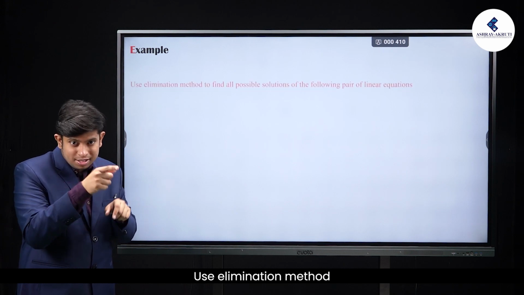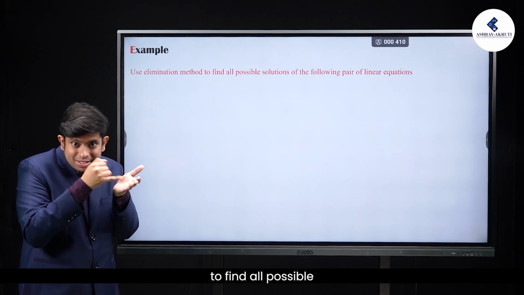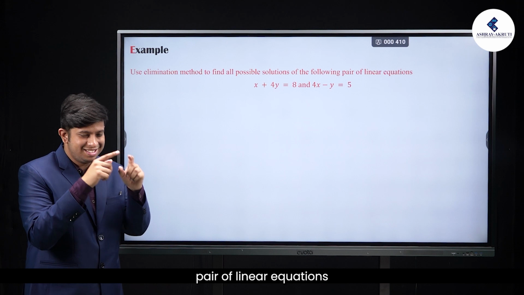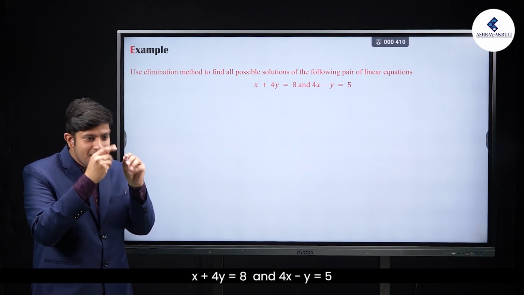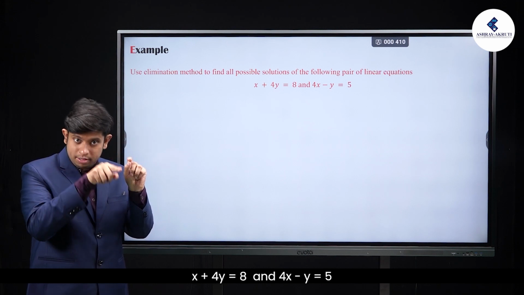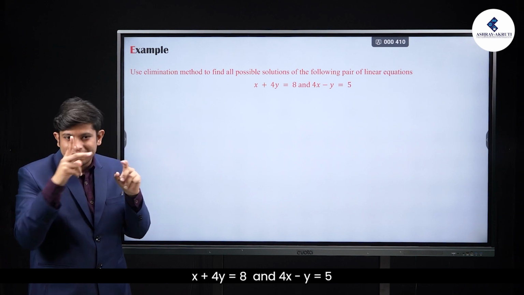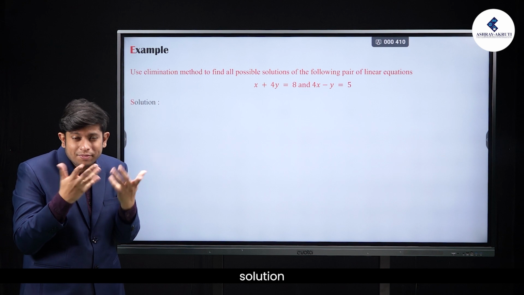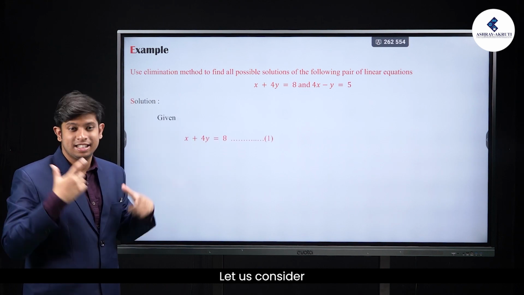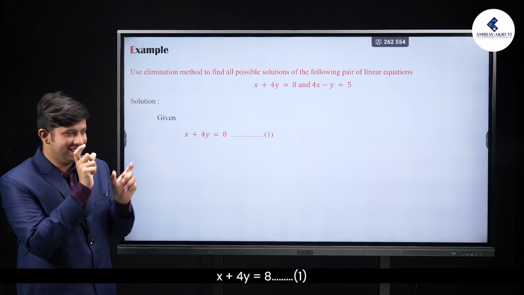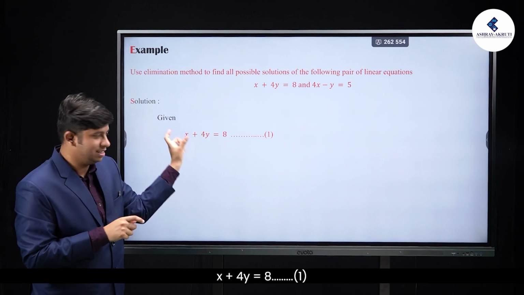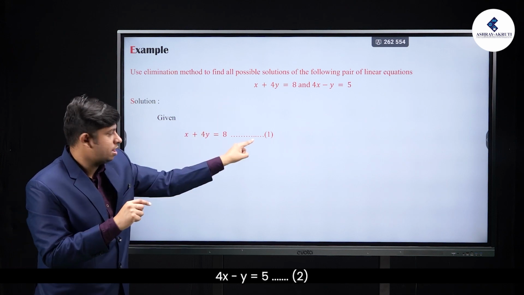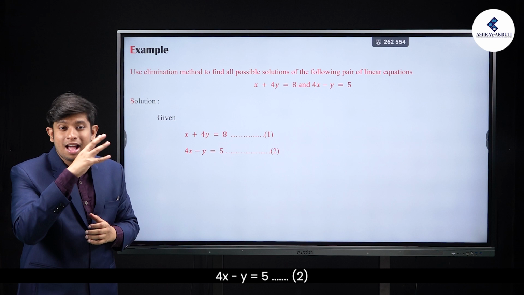Example: use elimination method to find all possible solutions of the following pair of linear equations: x plus 4y equal to 8 and 4x minus y equal to 5. Solution: given. Let us consider x plus 4y equal to 8 as equation 1 and 4x minus y equal to 5 as equation 2.